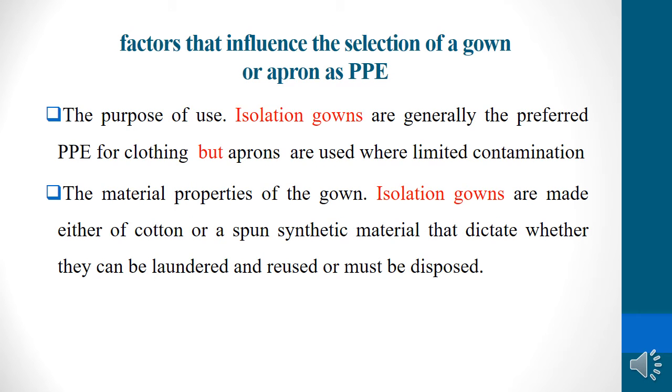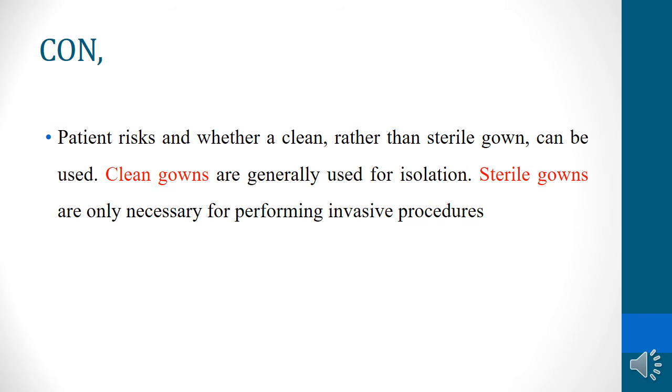What are the factors that influence the selection of gown or apron? First, the purpose of use, whether we are using it as an isolation gown, and the material properties. If we are using it for isolation, it can be made either from cotton or from spun material, which indicates whether it can be laundered and reused or must be disposed of. Second, patient risk and whether a clean rather than sterile gown can be used. A clean gown is generally used for isolation, but a sterile gown is only necessary for performing an invasive procedure.